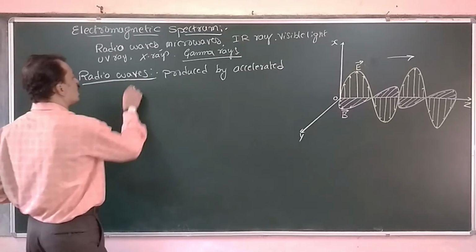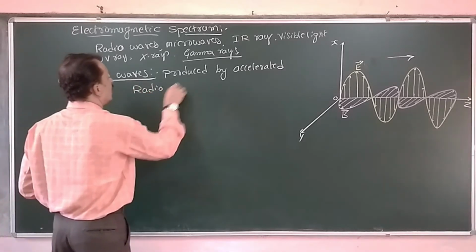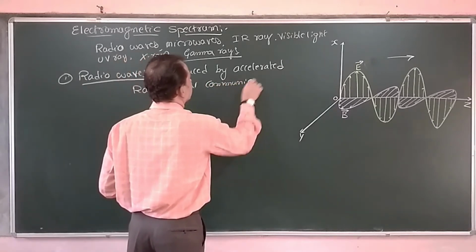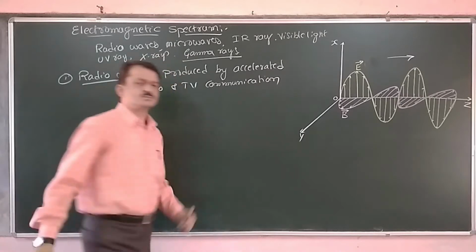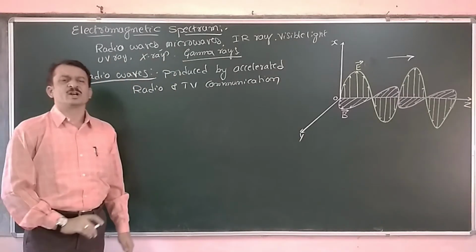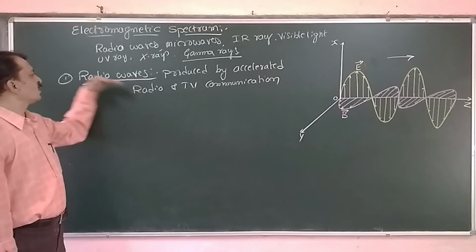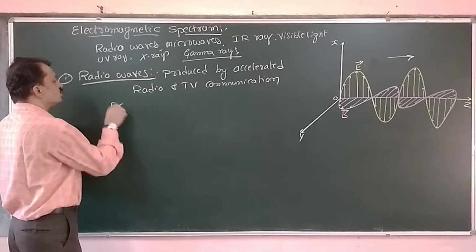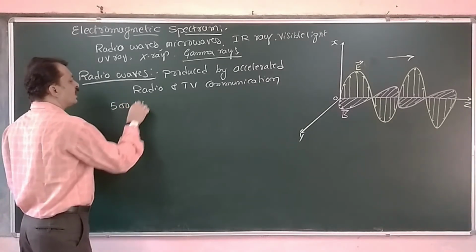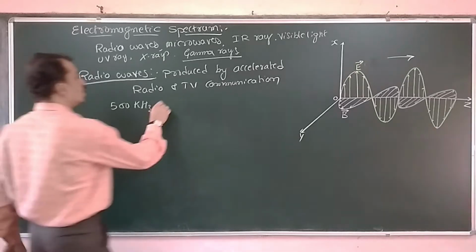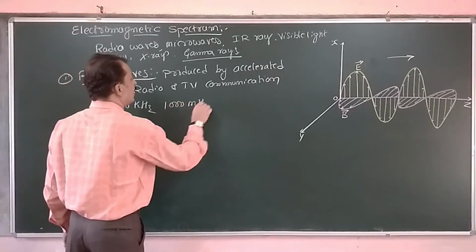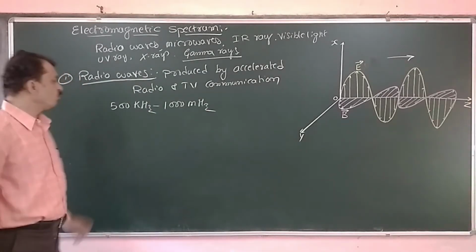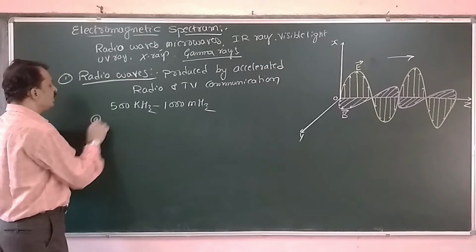They are mainly used for radio and TV communication or broadcasting. The frequency of the radio waves ranges from 500 kilohertz to 1000 megahertz, the total frequency range of all the radio waves. Among them we will study one by one.